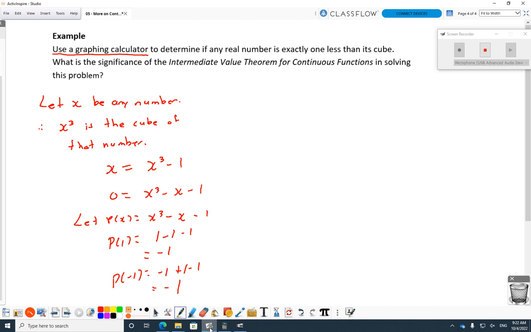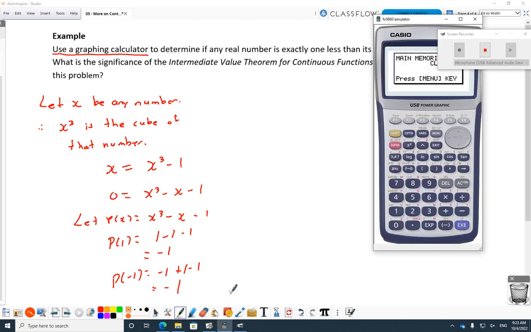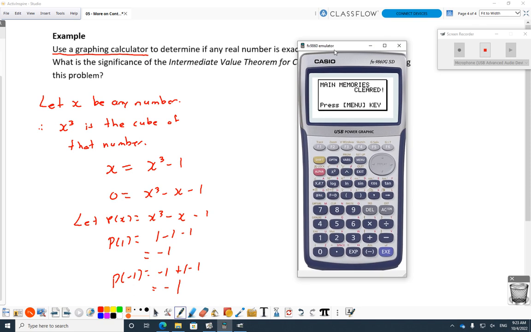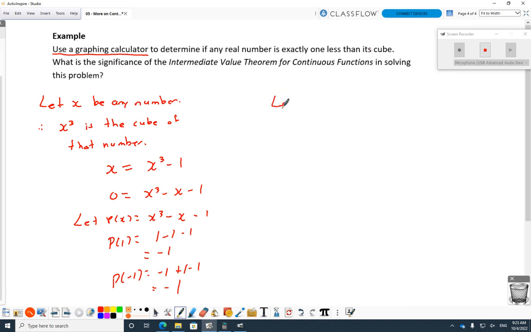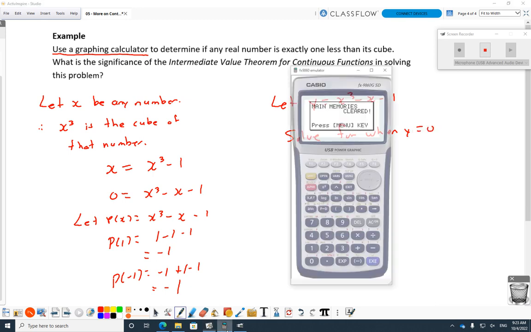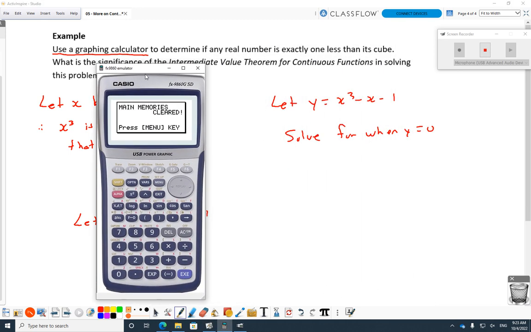Okay, so the story's not over. Long way to go. Graphing calculator. What am I going to do here? Several choices. I'm going to let y equal x cubed minus x minus 1 and solve for when y equals 0. That's a pretty clever way to handle this situation, to solve an equation. Let it equal some function, and then solve for its 0. So when I go to graph this thing, I'm going to put in x cubed minus x minus 1.